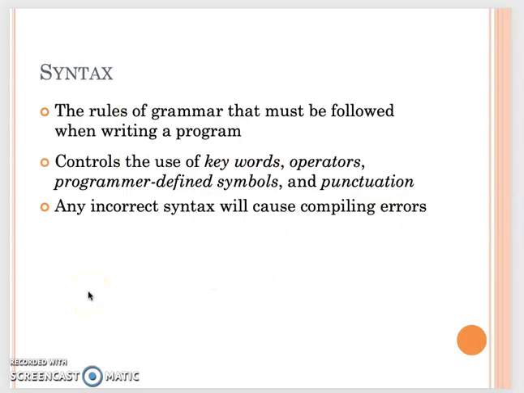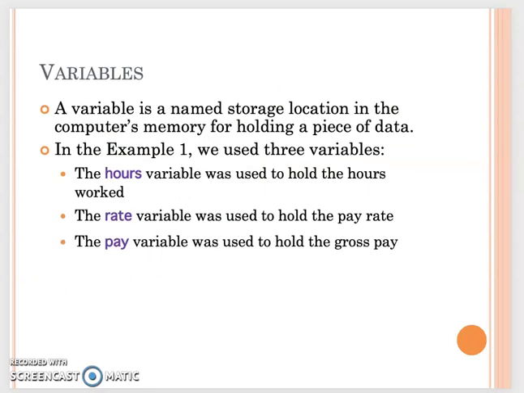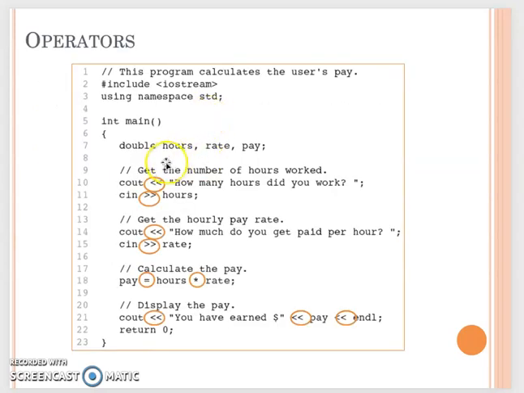Syntax. Syntax is the rules of grammar that must be followed when writing a program. It controls the use of keywords, operators, programmer-defined symbols, and punctuation. So kind of the whole thing, how we write our main function, that's the syntax. That's why you will see here, we follow the algorithm we have. We define the variables first. We get the user input. We calculate, then we display the result.